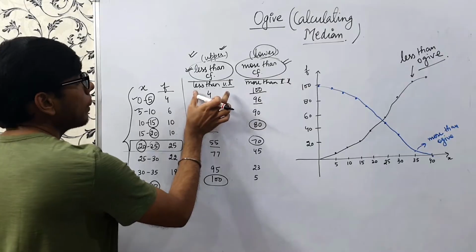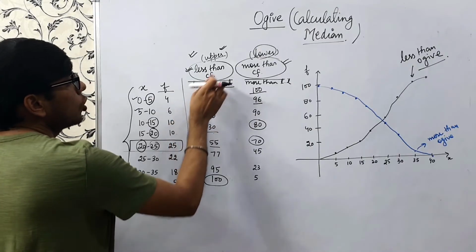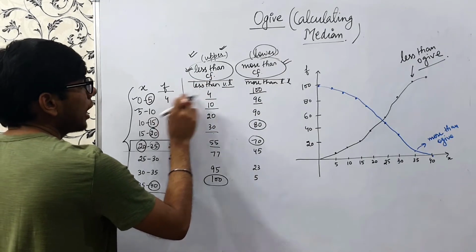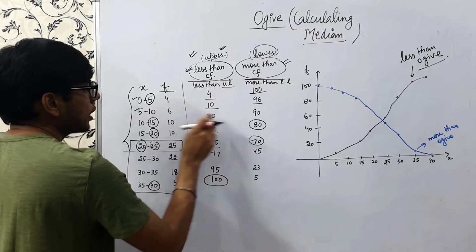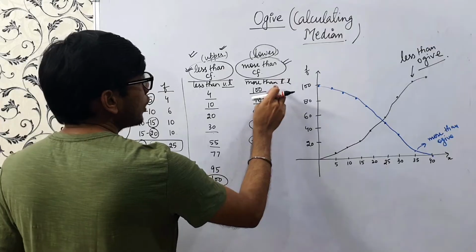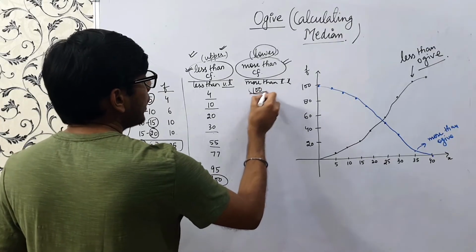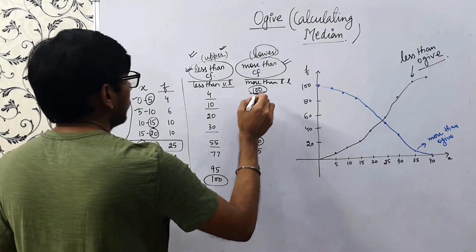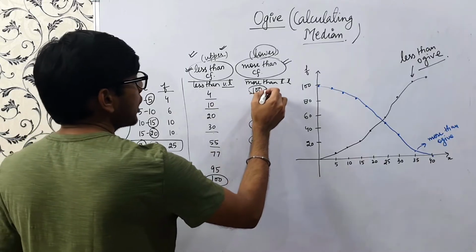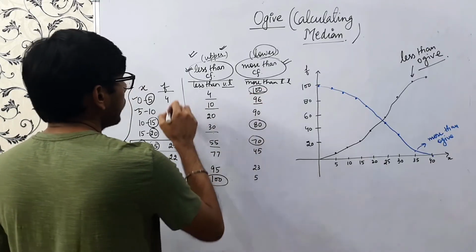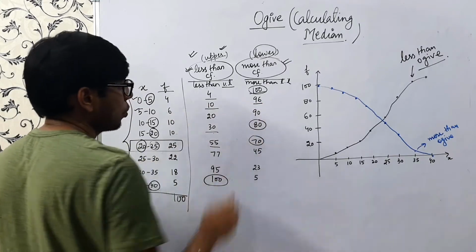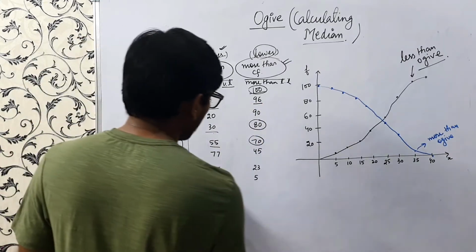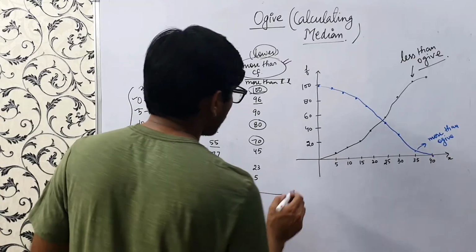We just have to remember that in less than cumulative frequency, we have to add. We'll add each of these frequencies: 4, 4 plus 6, 10, 10 plus 10, 20. And in more than cumulative frequency, we have to subtract. We'll write the maximum, the total number of observations, here, and we'll just subtract these frequencies: 4, 6, 10 and so on, right? So we'll get less than cumulative frequency and more than.